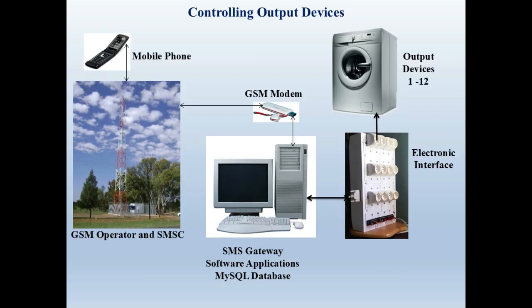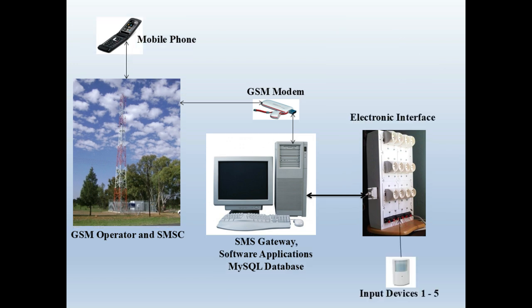An SMS is sent using a mobile phone to the GSM modem through a mobile GSM network operator to activate an output device. The SMS is received by the SMS gateway which calls a C++ application which in turn translates the SMS command to the required operation and sends the output to the parallel port on the PC. The electronic interface which is physically connected to the parallel port transfers the operation to the appropriate device to be operated.